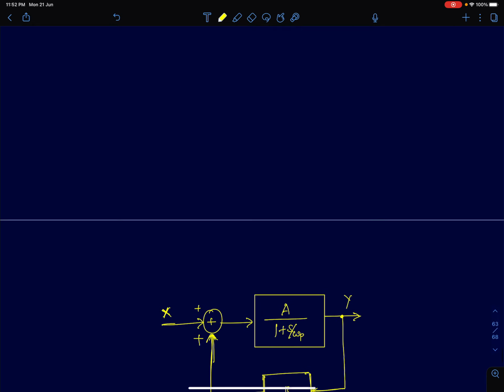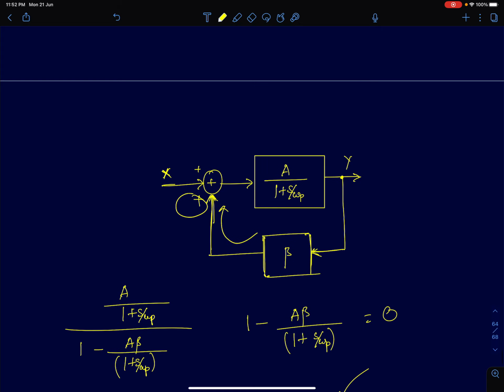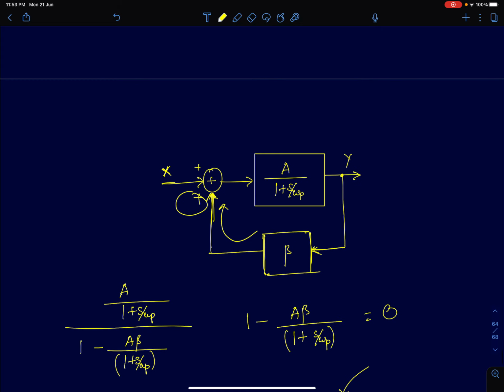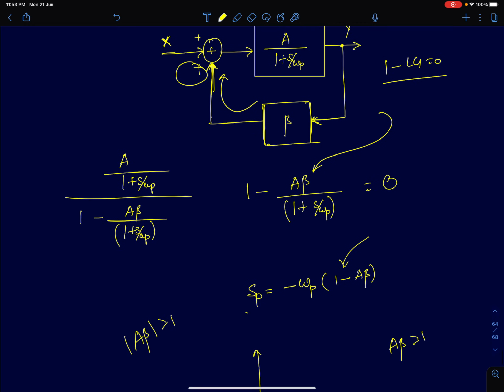On the other hand, if you consider a right half plane pole, a positively fed back system, now we are going to write the loop gain. The characteristic function is going to be 1 minus loop gain equal to 0. The sign difference comes because of the positive feedback. And now the pole location is given by minus omega p into 1 minus a beta. Here instead of 1 plus, it's now 1 minus a beta.